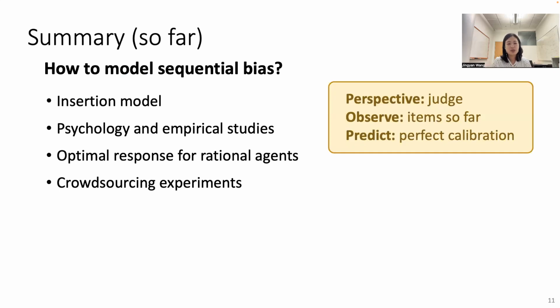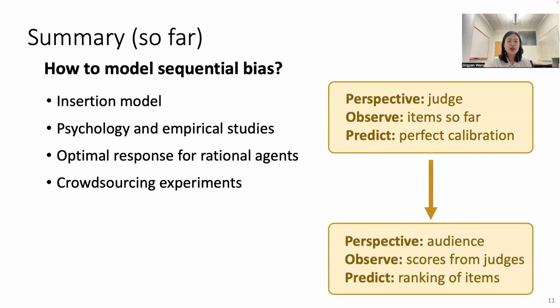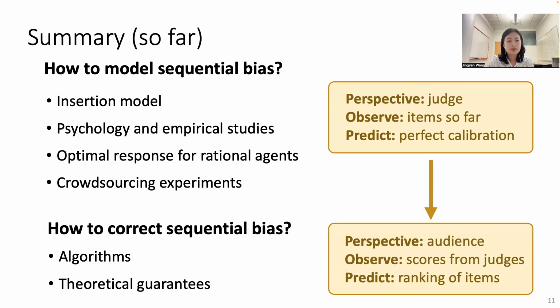So far, we've been taking the perspective of the judge. The judge, they observe items so far, and their goal is to predict perfect calibration. Now we are switching gears. We take the perspective of the audience. We no longer have the expertise to judge the items. So we only rely on the scores we see from the judges, and from the scores, we estimate the ranking of the items. Now I'll discuss our algorithm for ranking estimation and also the theoretical guarantees.